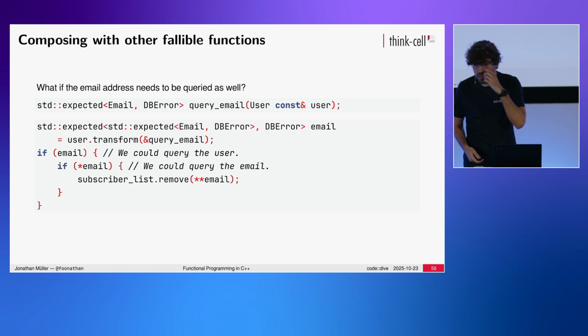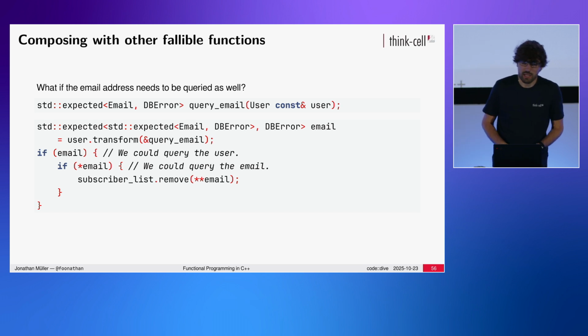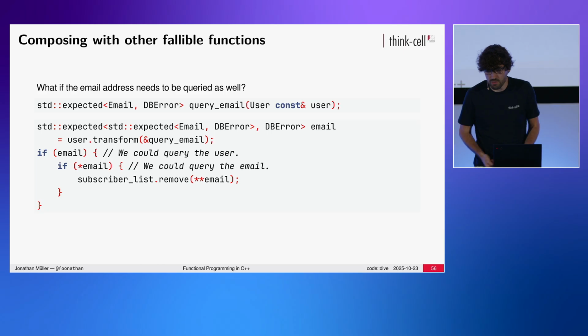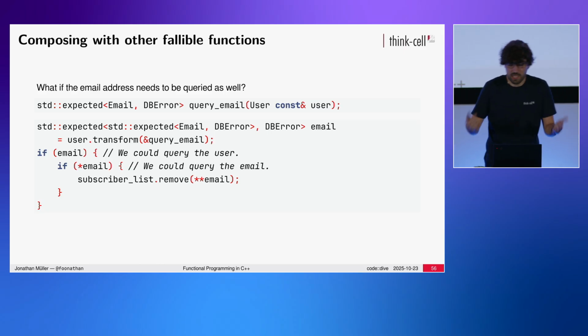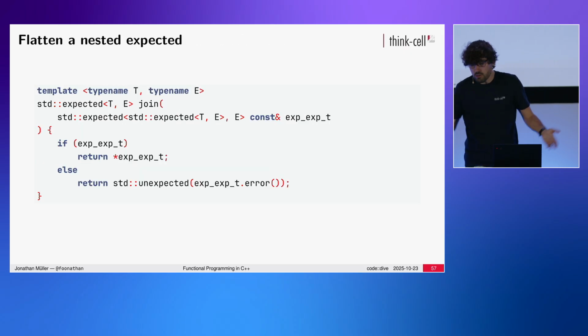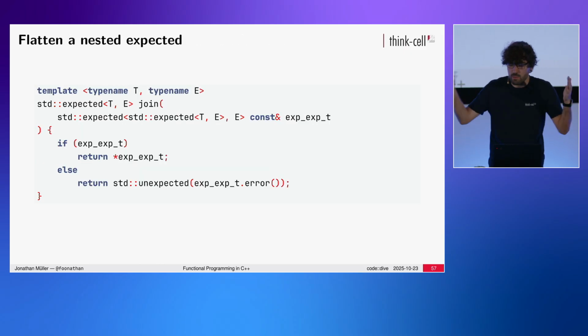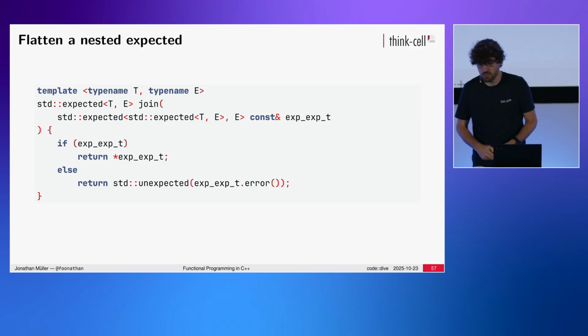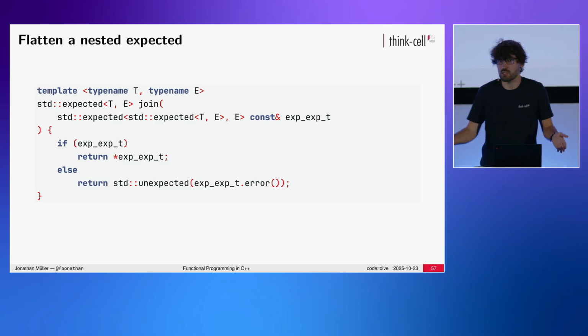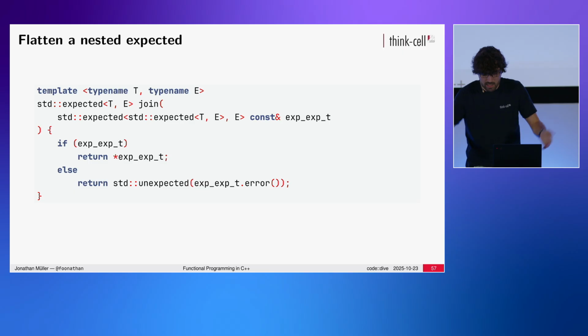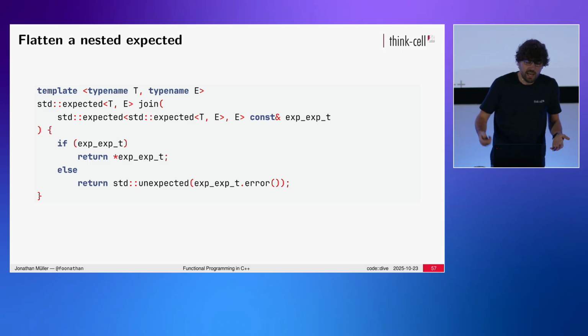And again, we can imagine code where if you query the email, this also needs the database, so this can also fail. And then we again have the thing, we've got the expected of the expected, which is kind of silly. And again, we could flatten it out by taking our expected and merging the two failure cases down to one, because we don't care about which database transaction failed. We only want to care that it failed. But again, this is kind of silly.